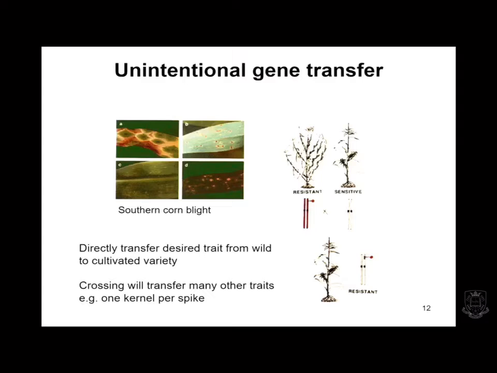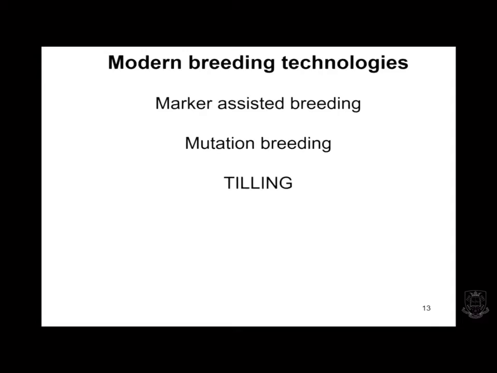So what we're going to do now is look at how molecular workers come in and help with this. So we're going to look, hopefully, over the next 20 minutes, at a couple of processes. So we'll start with marker-assisted breeding and hopefully go on to mutation breeding and tilling, which are to a certain extent related.